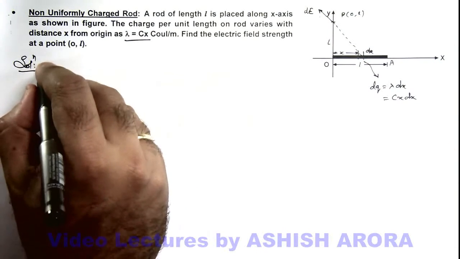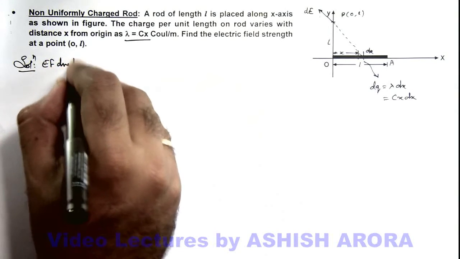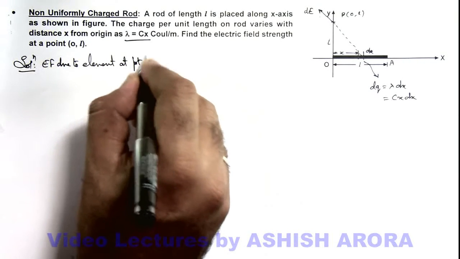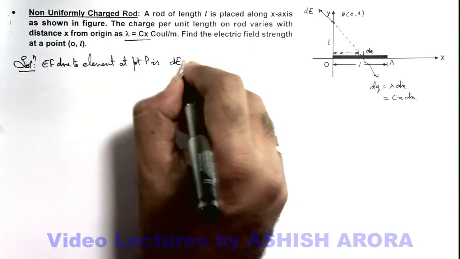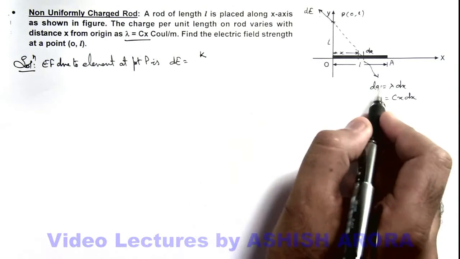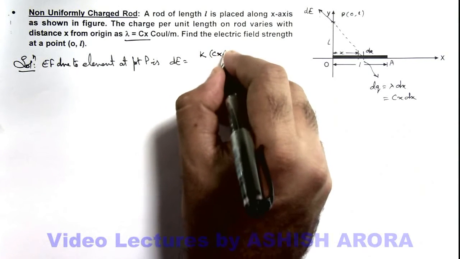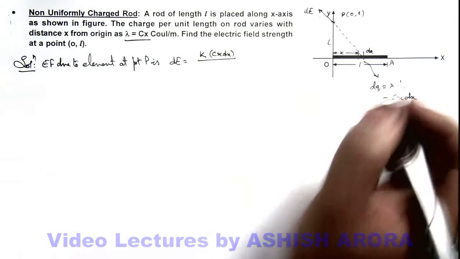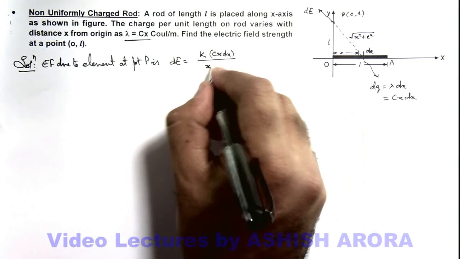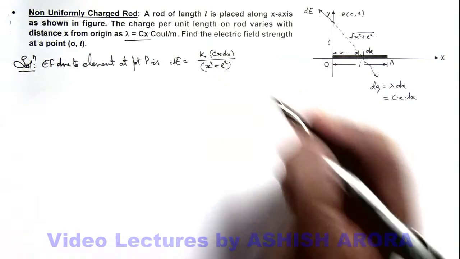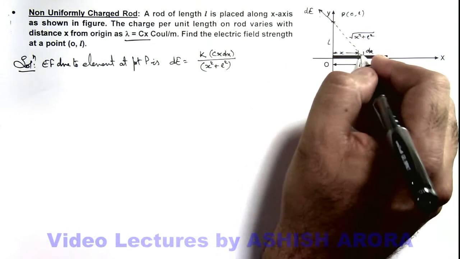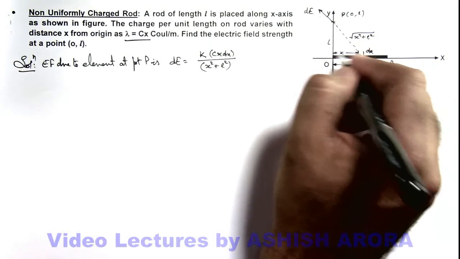So here we can write the electric field due to the element at point P. This dE can be given by the result of a point charge, which is k dq, that is Cx dx, divided by the distance squared, and this distance here is root of x square plus L square. So this will be x square plus L square. If we wish to calculate the electric field due to the whole rod, we need to integrate it for x within limits from 0 to L.